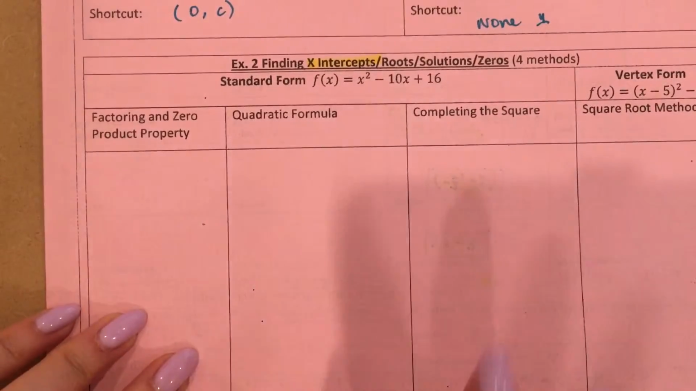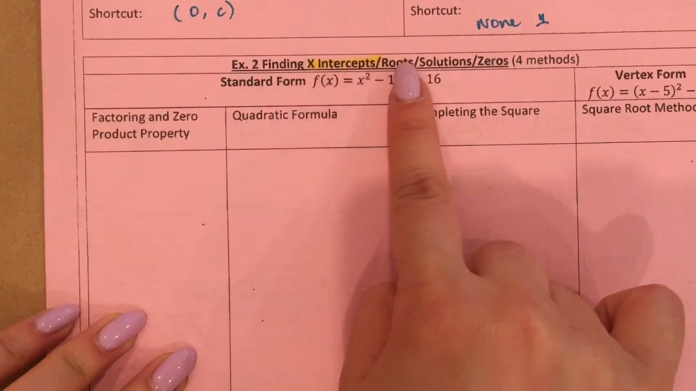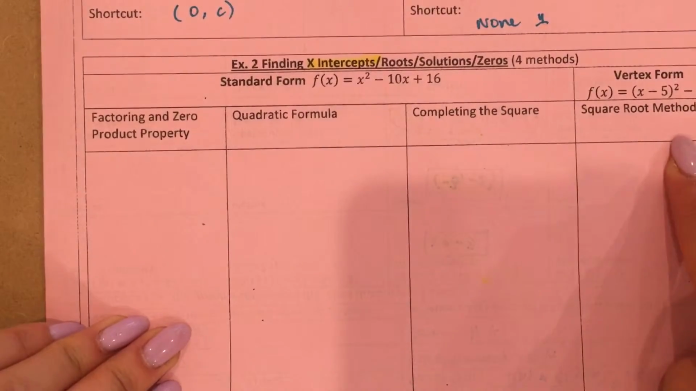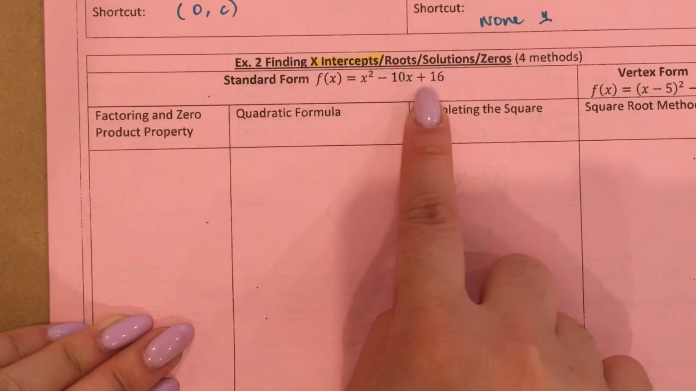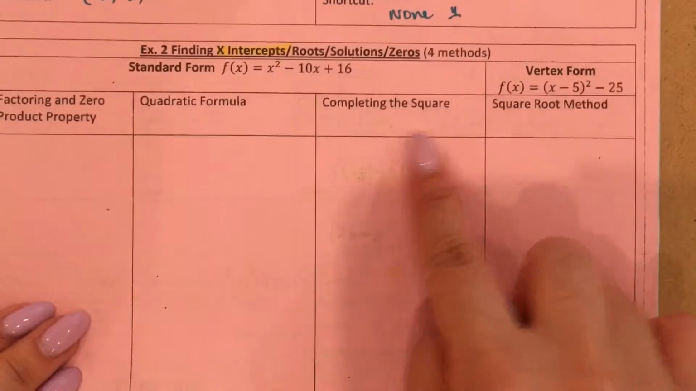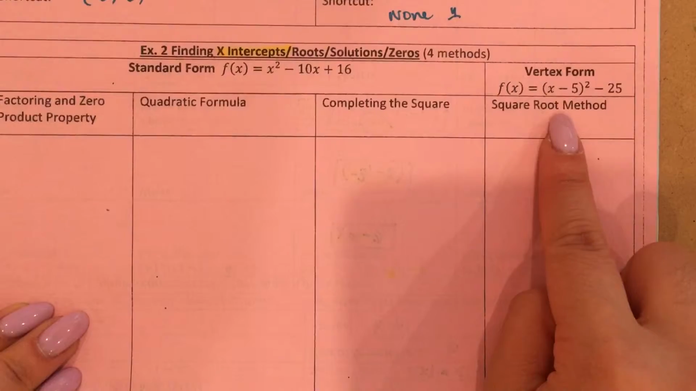Okay. So remember, to find the x-intercept, it's the same thing as the roots. Zeros are solutions. There are 4 different ways to solve for it. If it is in standard form, we need to use either factoring, quadratic formula, or completing the square. If it's in vertex form, then we use the square root method.